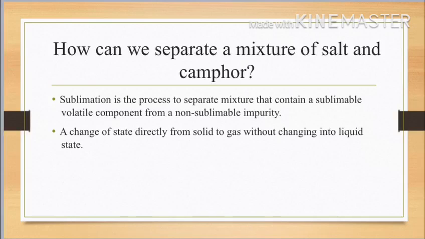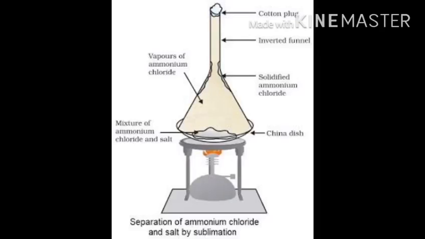The next method is used to separate salt and camphor. The method used is known as sublimation. It is a process in which a solid changes directly into gas without passing through the liquid state. Various sublimable substances are iodine, ammonium chloride, camphor, naphthalene, anthracene, etc. They all are separated by this process.